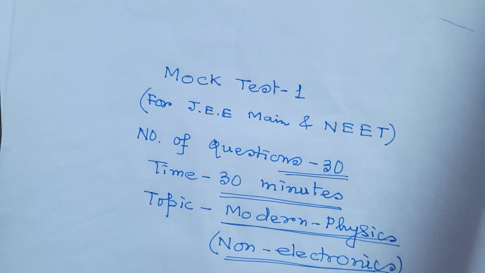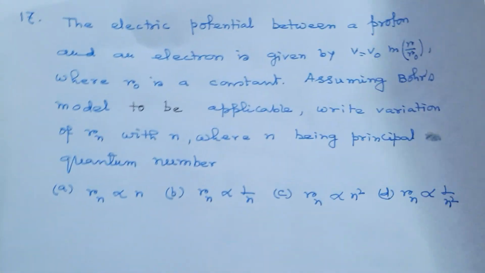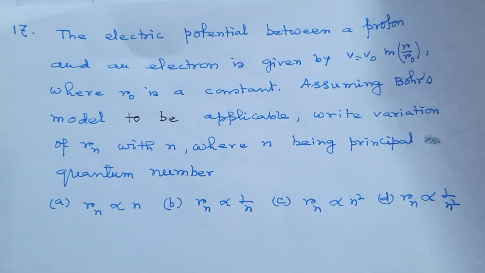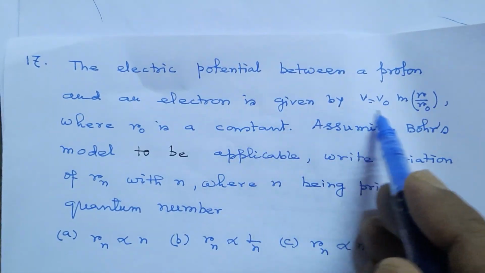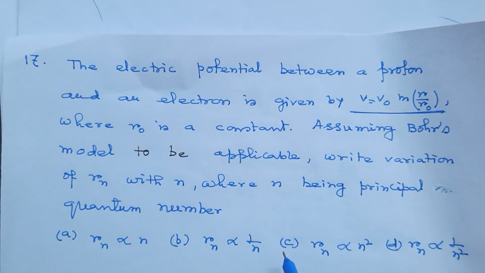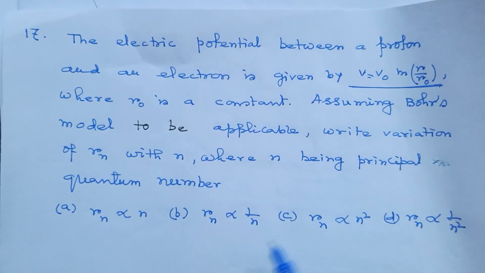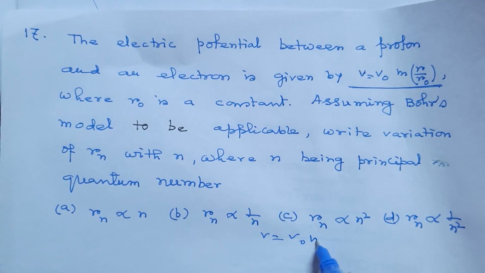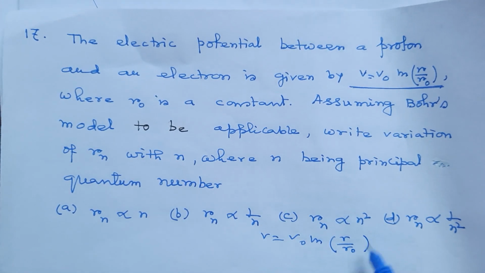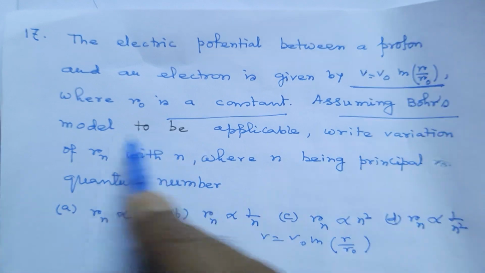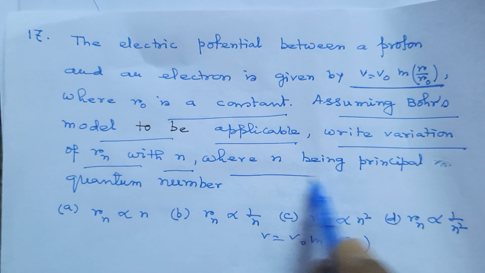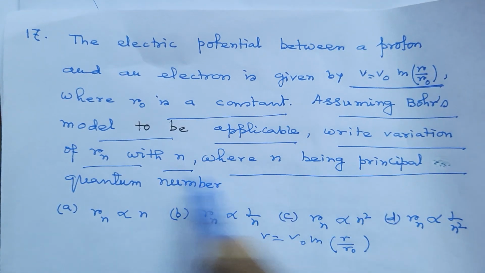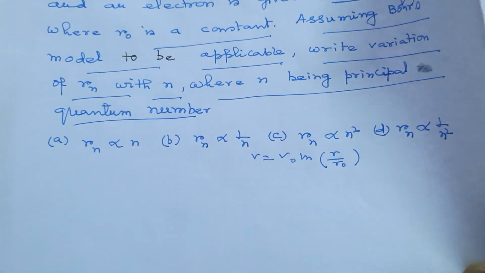Next, let us see question number 17. In question 17, the electric potential between a proton and an electron is given by V equals V0 ln R by R0, where R0 is a constant. Assuming Bohr's model to be applicable, write the variation of Rn with n, where n is the principal quantum number.